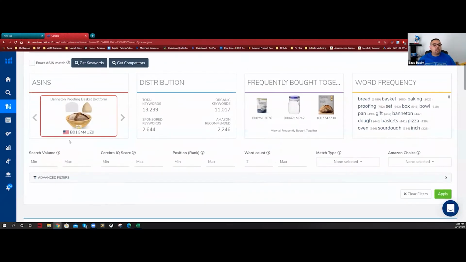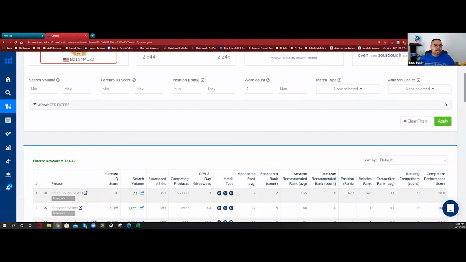So once I get that, you will see I have 13,000 keywords that are showing up. But that doesn't mean these are the keywords that they're being ranked for. This means only indexing. So let's talk a little bit about ranking and indexing. We're going to share that in the listing optimization or listing creation module.